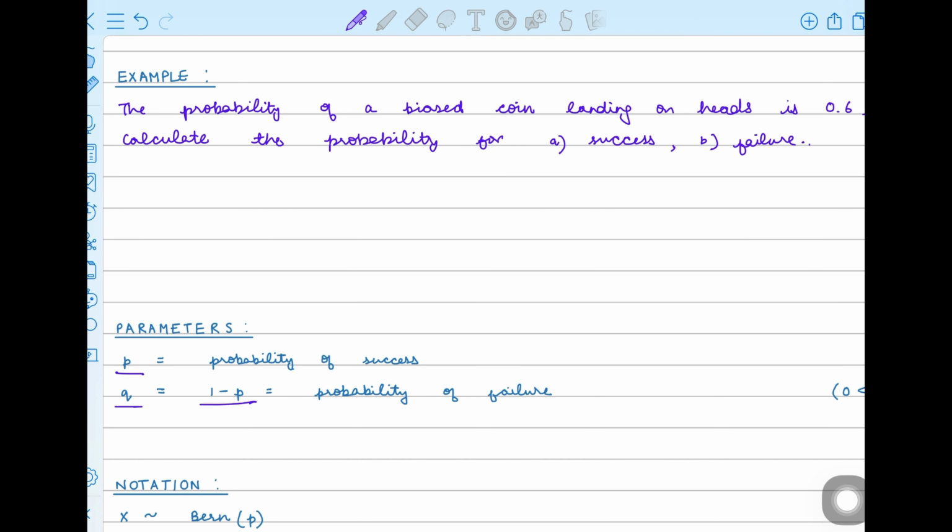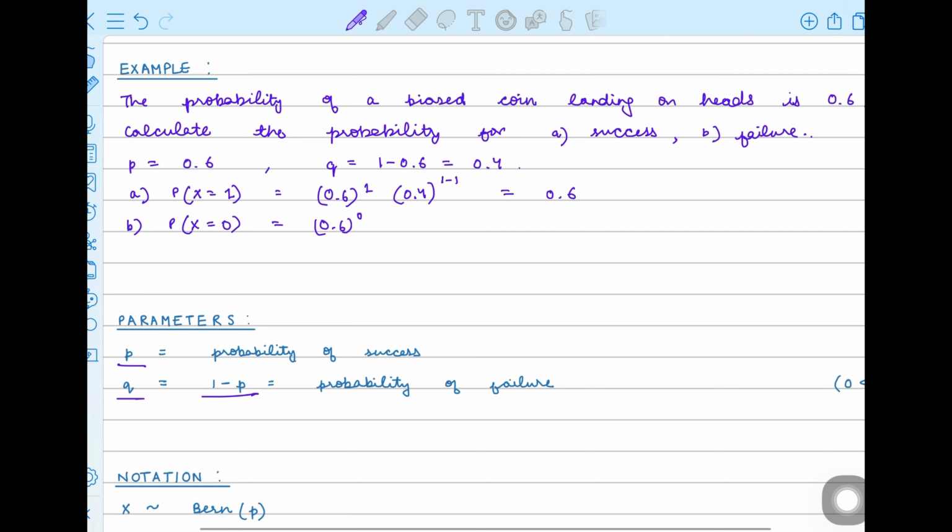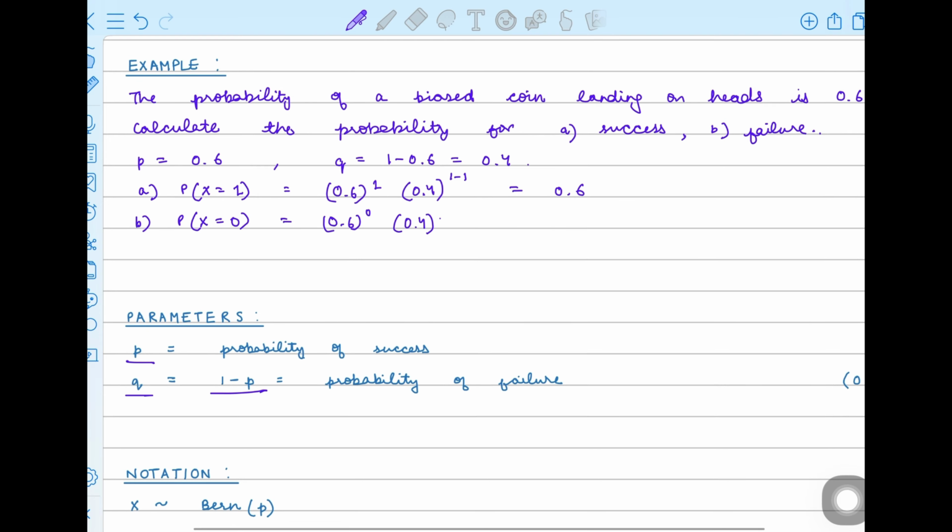Now, solving the example, the parameters are p, which is the probability of success, equal to 0.6, and q, which is the probability of failure, is 0.4. The probability of success is 0.6 to the power 1 into 0.4 to the power 1 minus 1. This gives us 0.6. The probability of failure is equal to 0.6 to the power 0 into 0.4 to the power 1, which gives us 0.4.